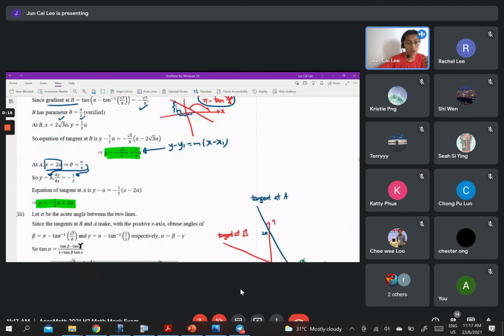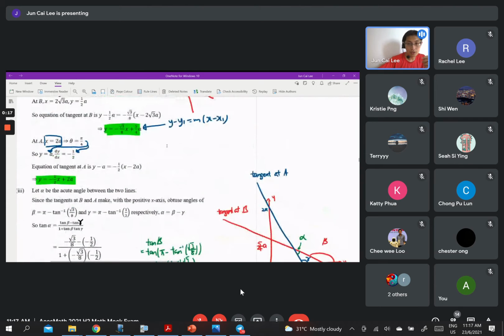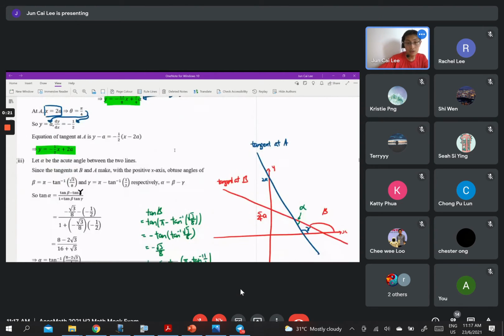In fact, you should use the equations you found just now to help you visualize the locations of the respective tangents. So in this case, you have the tangent at A, the y-intercept is 2A, and the gradient is actually steeper. So that is actually the blue line you see on the screen right here. If you look at the tangent at B, the y-intercept is lower, 5A, and then it has a less steep gradient over here. So from that, you can see that your beta is larger.